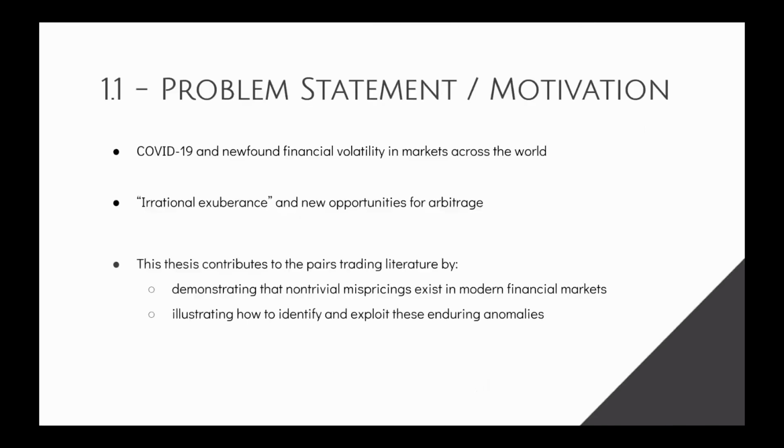The rise of the COVID-19 pandemic has brought newfound volatility to financial markets across the world, whether driven by consumer fears or, as Alan Greenspan famously characterized, irrational exuberance. These volatile market conditions have created an environment in which savvy traders can profit from asset mispricings using statistical arbitrage. As such, this thesis contributes to the pairs trading literature by demonstrating that both trivial and non-trivial asset mispricings exist in modern financial markets, illustrating how to systematically identify and exploit these enduring anomalies.